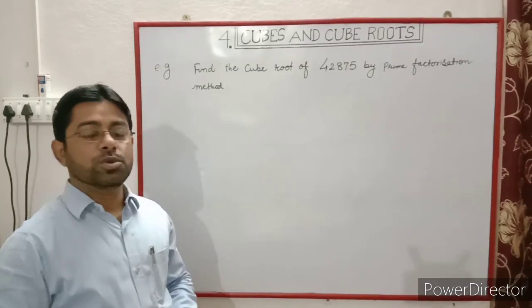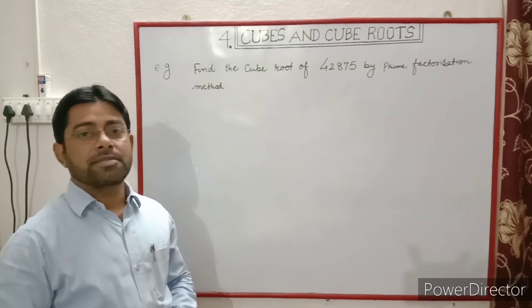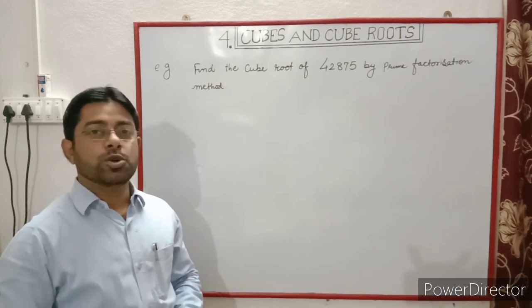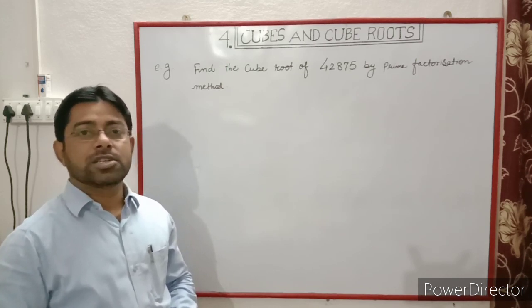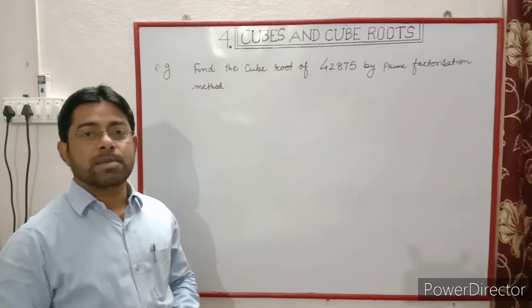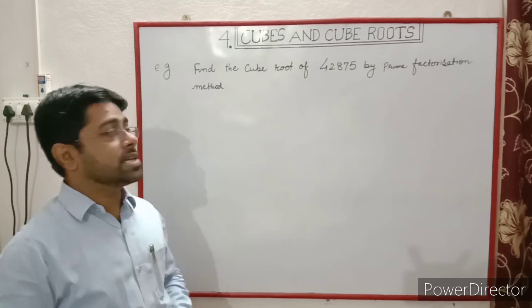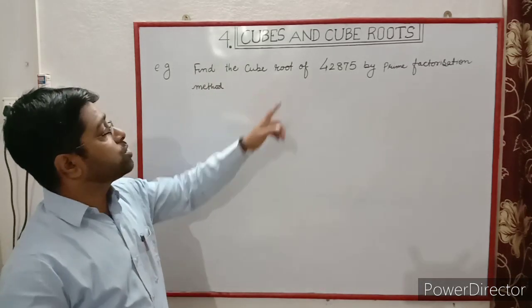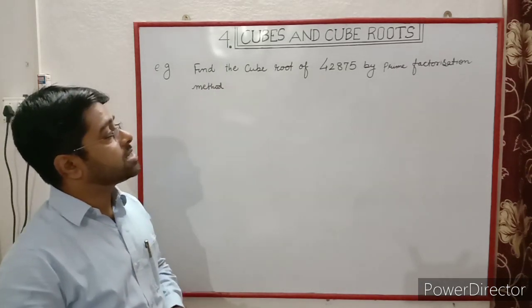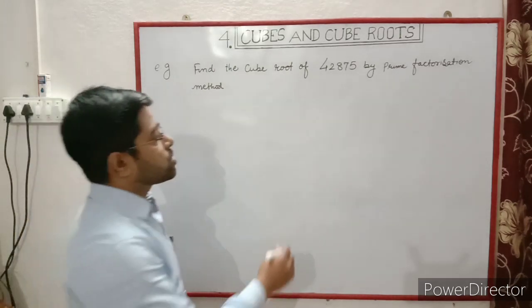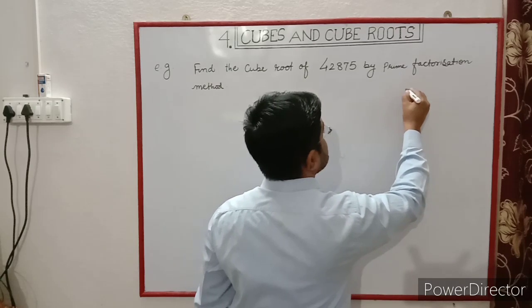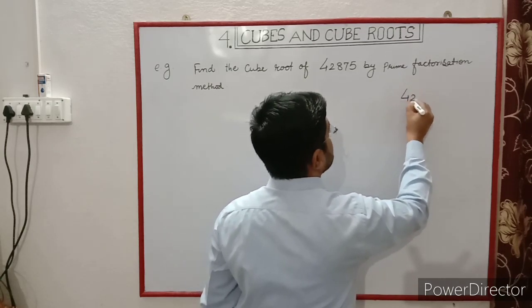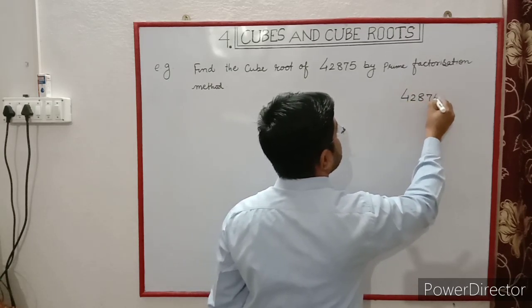To find a cube root of a number by prime factorization method, we know that a perfect cube can be expressed as the product of triplets of equal prime factors. Let's see the example. Find the cube root of 42,875 by prime factorization method. So first of all, prime factorization of 42,875.